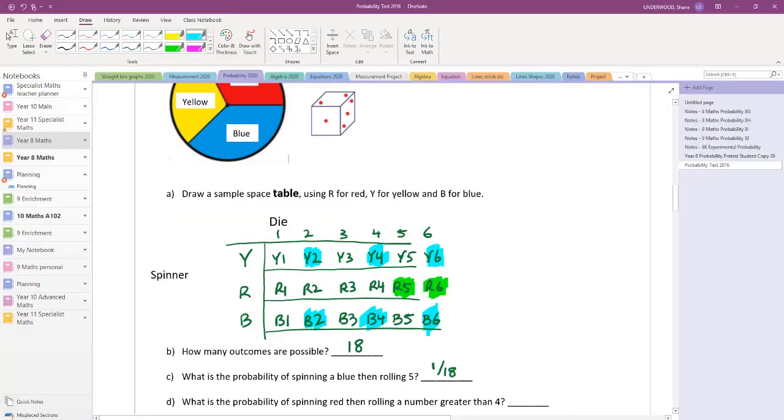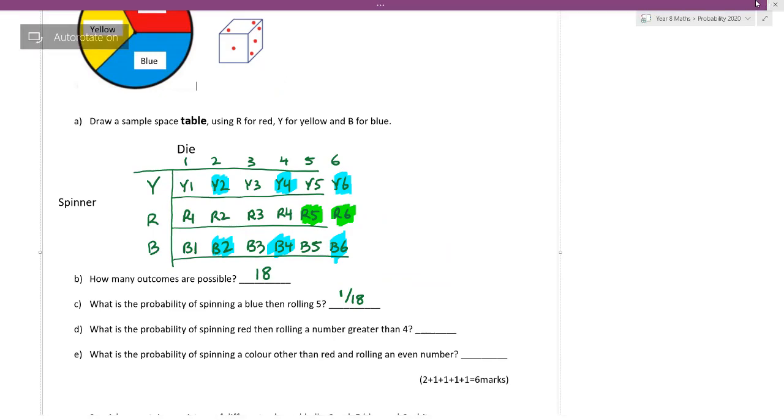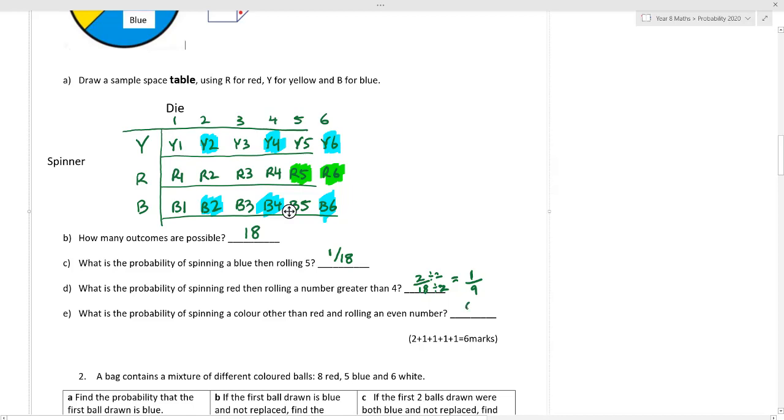If I was to summarise, let's write our answers and simplify when we can. The probability of rolling a number greater than 4 and spinning a red is 2 out of 18, which, dividing that by 2, is 1 over 9. And the probability of spinning a colour other than red and rolling an even number is 6 out of 18. Let's divide both by 6 and simplify that when we can. That's going to be an answer of 1/3.